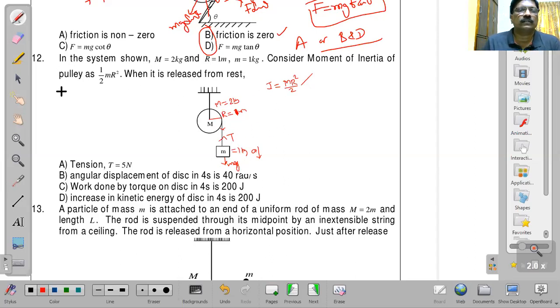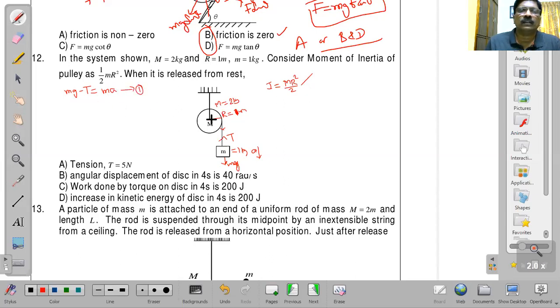So for the block, we can write mg minus T is the net force acting on the block downwards, which is equal to mass into acceleration. This is equation 1. We know small m is known, you substitute here. This is equation 1.